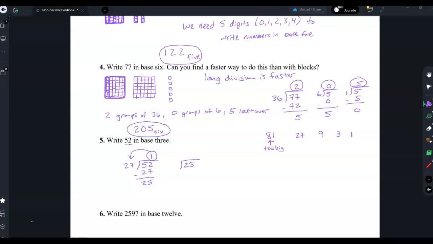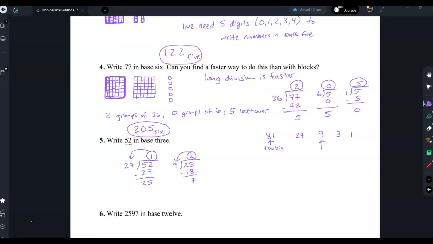So then I would go to the next thing down. So I did groups of 27. The next one down will be groups of 9. So how many groups of 9 can I get out of the 25 that are left over? Well, I believe that goes in 2 times, because 2 times 9 is 18. And if I subtract that, that's 7 left over. So that means I have 2 groups of 9.